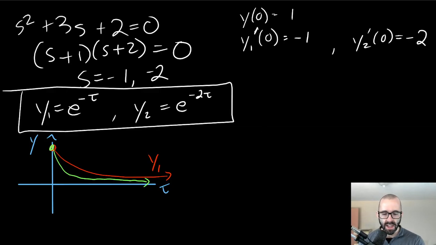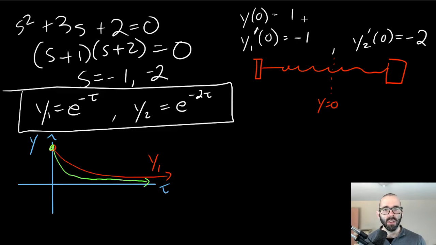So what this is saying is, let's put this in context. If you have a spring that's starting out 1 unit to the right, where y equals 0 is the equilibrium, and it's starting with a velocity of -1, what happens? Notice the position never goes negative here, according to this solution.